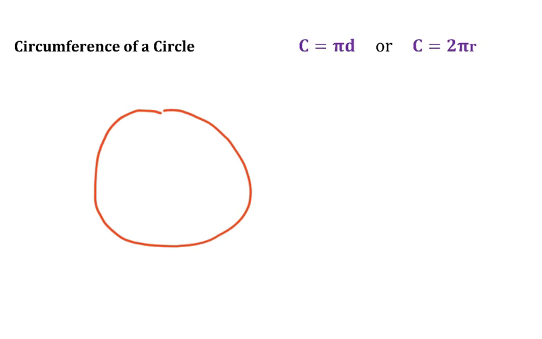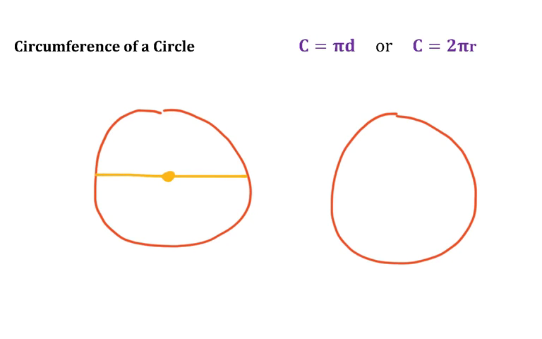Pardon my not so perfect circles here. So diameter would be a measurement, if this is the center of my circle, from one end of the circle to the other, passing through the center. So that's the diameter. And now the radius, if again this is the center of my circle, would just be the measure from the center to the outside. So from my diagram here, hopefully it's somewhat apparent that the relationship between the diameter and the radius is if you take the radius and you double it, you will get back the diameter.